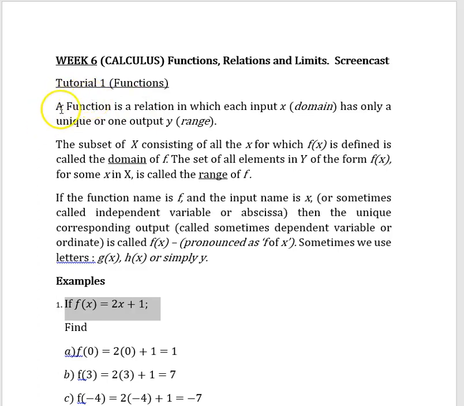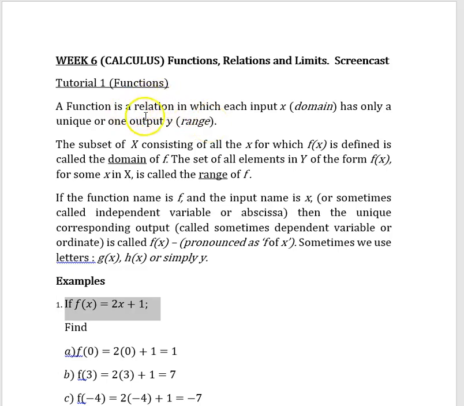What is a function? A function is a relation in which each unit input, x, which is our domain, these are the values of x, has only one unique output y value, which is the range. Now, a function gives you one unique value of the domain to give you a unique value of your output, which is your range.